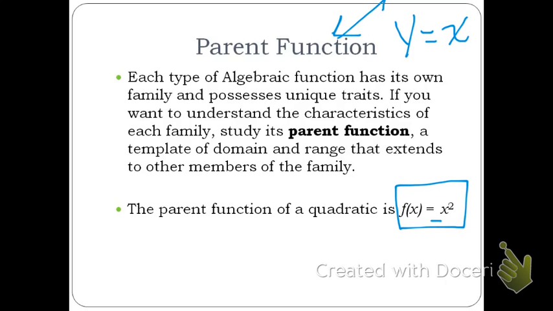The parent function of a quadratic is this, f of x equals x squared. Our x squared, what is the coefficient of this parent function? You don't see it. Hopefully you recognize that it should be 1. So the parent function of a quadratic would be going upward, or that U shape going up that we just learned about.